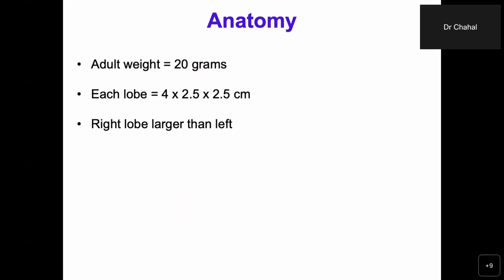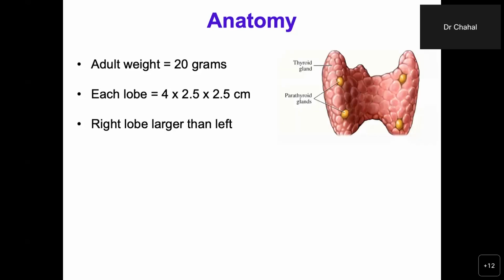And each lobe, when you ever do an ultrasound of the thyroid gland, you may get a report saying the thyroid size is normal, but you may have always wondered what's the normal radiological scan report. Well, each lobe should be roughly around 4 by 2.5 centimeters, but we do commonly see the right lobe to be larger than the left lobe, and that's a normal variation.